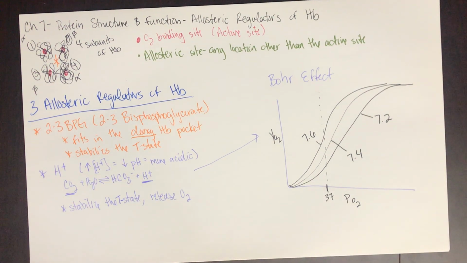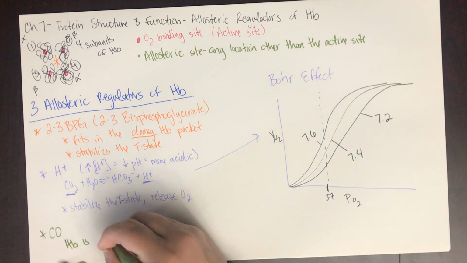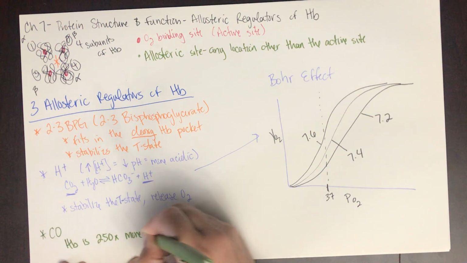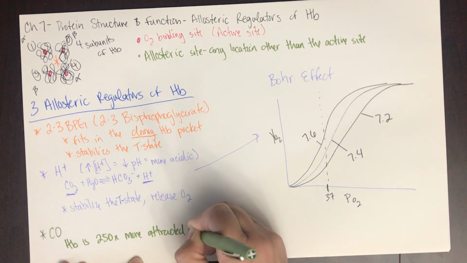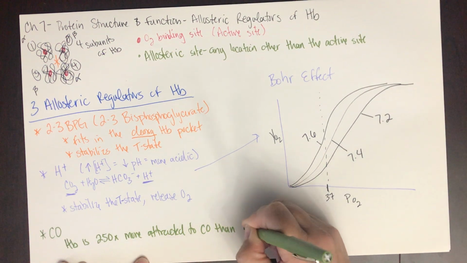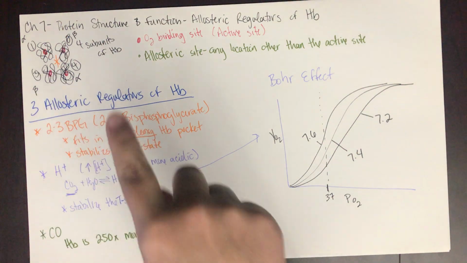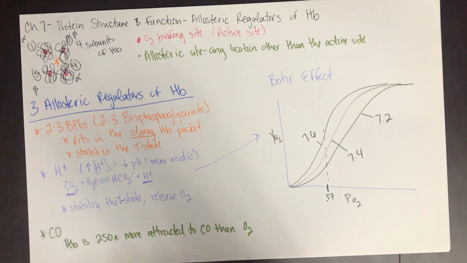The last regulator that we'll talk about is carbon monoxide. Hemoglobin is 250 times more attracted to carbon monoxide than oxygen. So hemoglobin binds oxygen, but it will also bind carbon monoxide 250 times more strongly. This is how people can get carbon monoxide poisoning even when there's oxygen around.